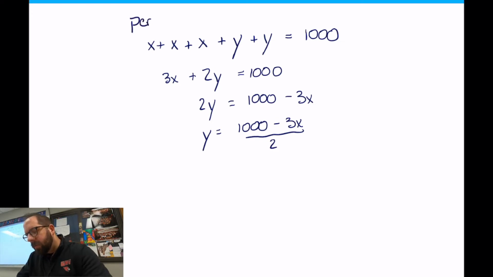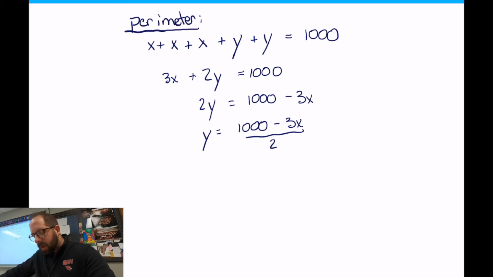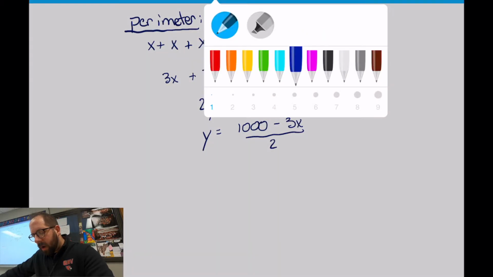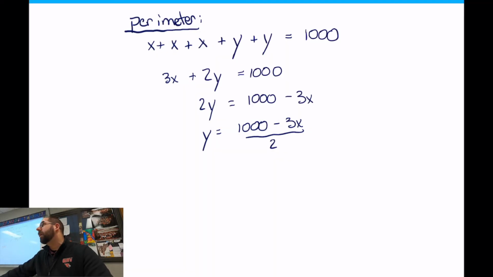All right, so we have a perimeter. All right, so what we're going to do here is we're going to try to maximize the area. Now, on this particular problem, I have no idea what the area is. That's kind of the goal. It's like figure out what the dimensions are so I can figure out what the biggest area is.